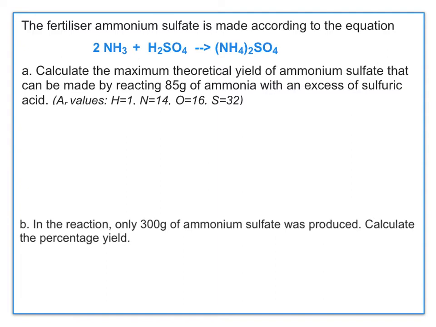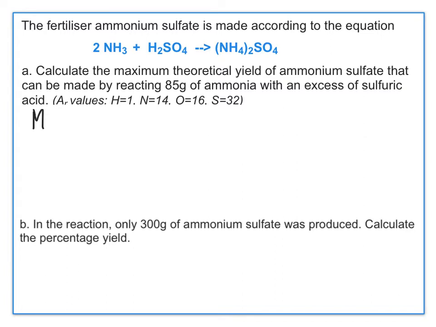The first thing that we need to remember is that we can't go directly from one mass to another. We have to always go via moles. So the first thing I'm going to do is work out the number of moles of ammonia that we've got. To do that, I'm going to need to work out the Mr value, the relative formula mass of ammonia. So let's do that first.